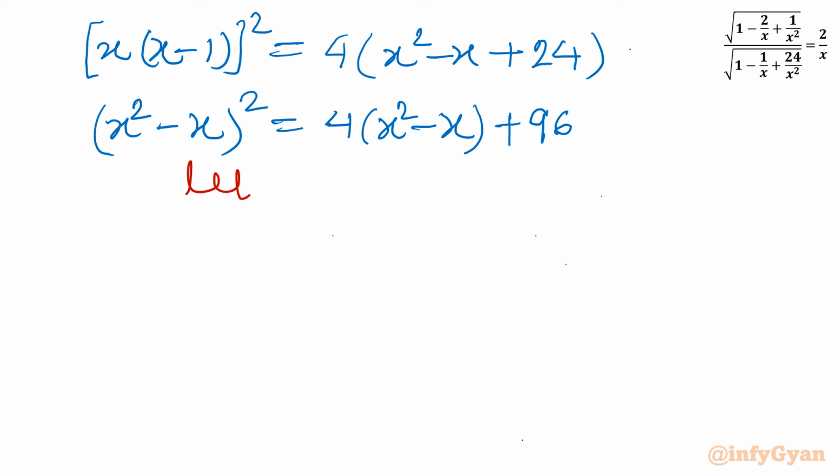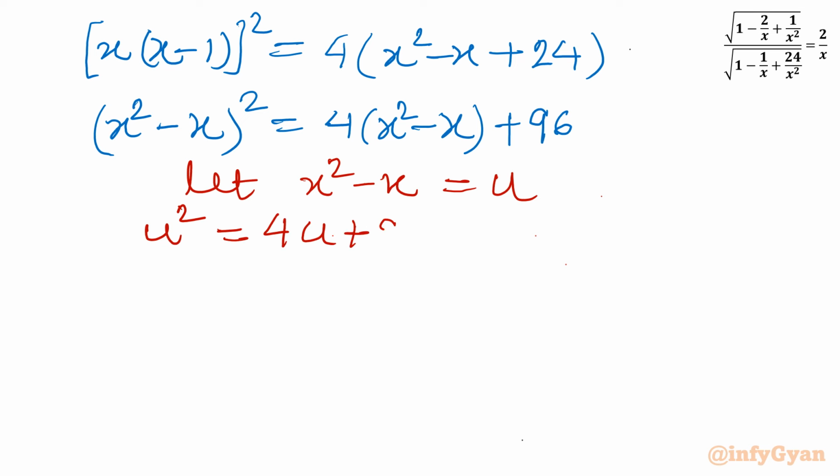So let us use substitution. I will write x square minus x equal to, suppose, u. So this will become one quadratic equation: u square equal to 4u plus 96, or u square minus 4u minus 96 equal to 0.